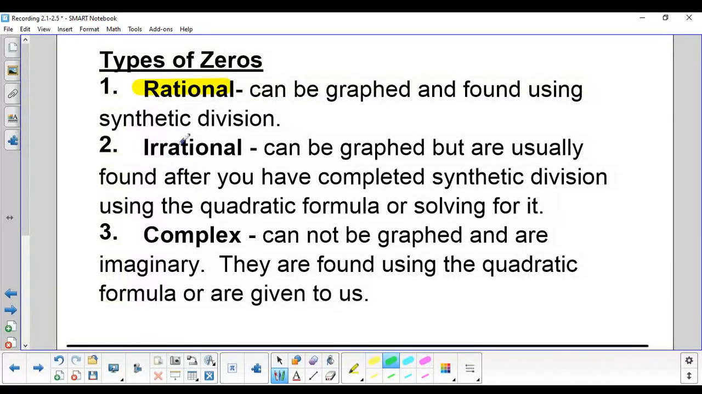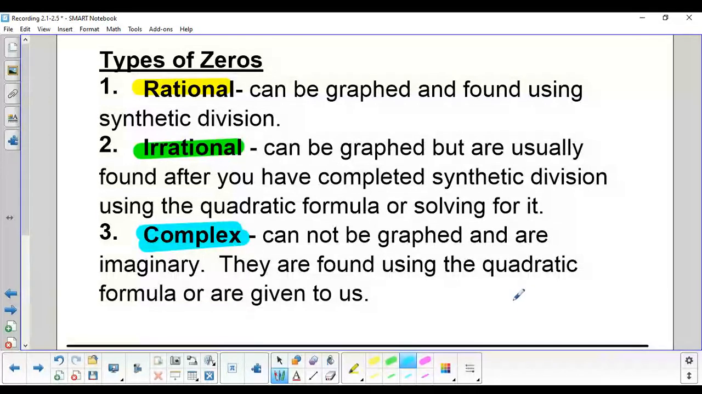The second type of zero we can have is what's called an irrational zero. An irrational zero can also be graphed. However, you can't find them using synthetic division. An irrational zero is a zero that continues on forever without any pattern. So an irrational number would be like pi or the square root of 2. Those are irrational numbers. They're going to be found after doing synthetic division, and typically they will come out of using the quadratic formula.